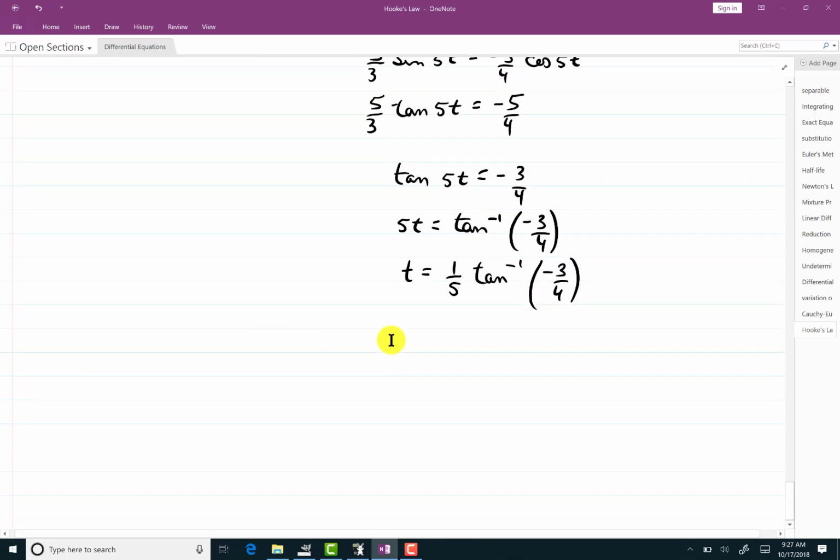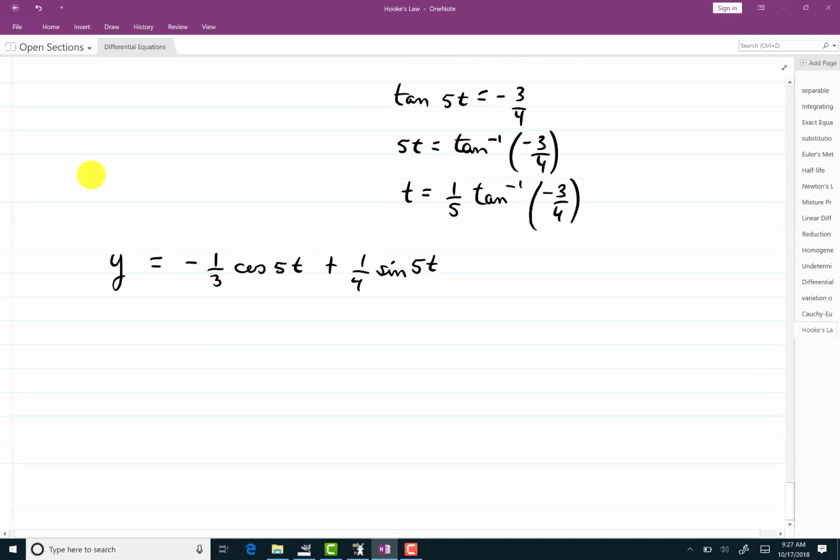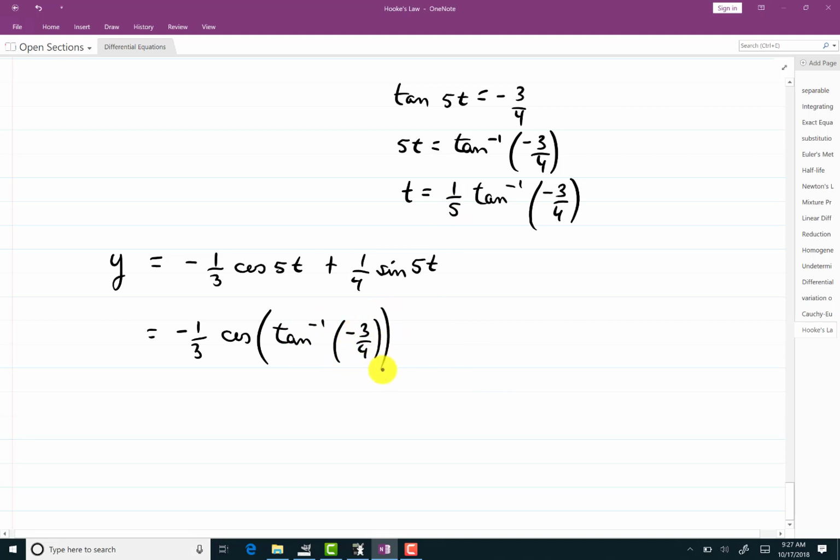Let's go ahead and plug it into the original function. Our original function was y equals negative 1/3 cosine of 5t plus 1/4 sine of 5t. I'll replace t with this quantity. So I will get negative 1/3 cosine. Notice that the 5 in front of the t will cancel with this 1/5, and you'll get arctangent of negative 3/4, plus 1/4 sine of arctangent of negative 3/4.